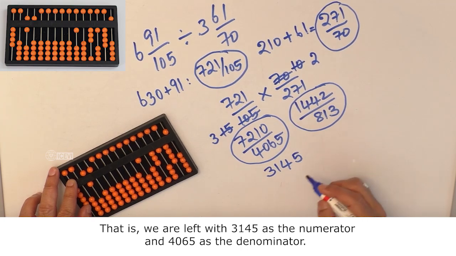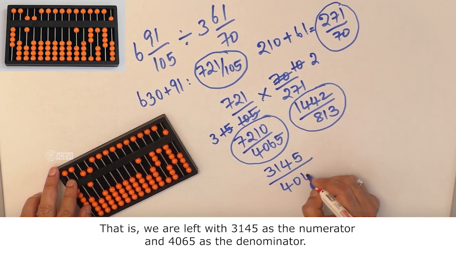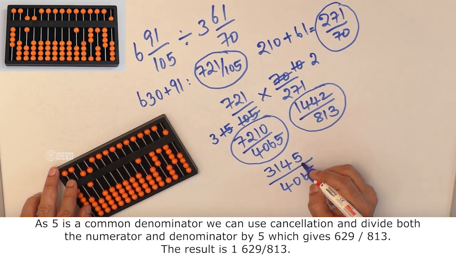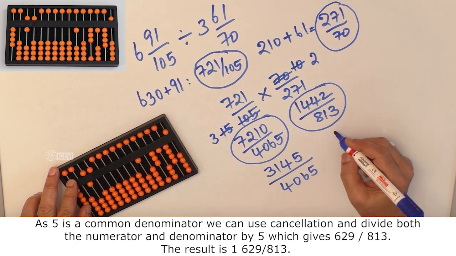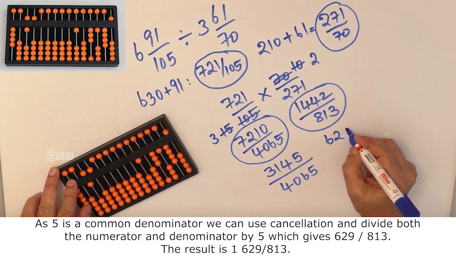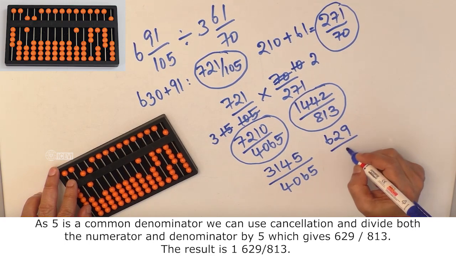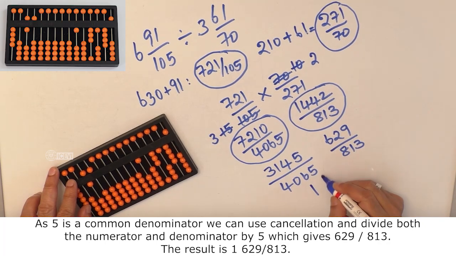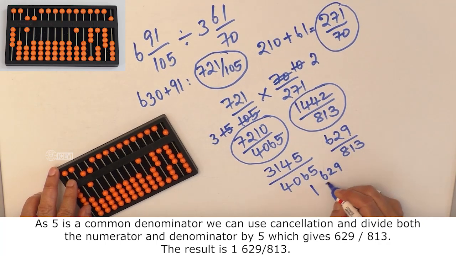3145 as the numerator and 4065 as the denominator. As 5 is a common divisor, we can use cancellation and divide both the numerator and the denominator by 5, which gives 629 by 813. The result is 629 divided by 813.